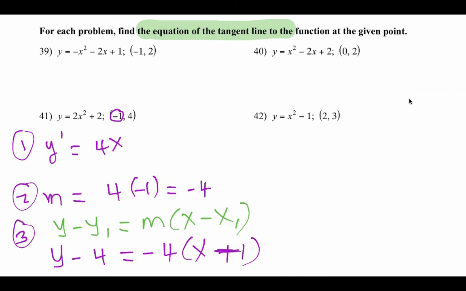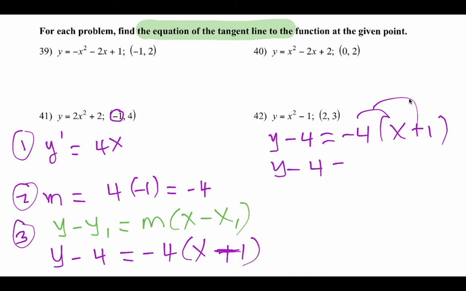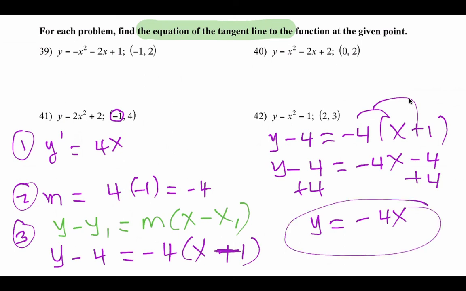Okay. If it's a multiple choice, then yes, you want to simplify all the way. So this is what we're going to do. Let's review a little bit. Distribution: -4x minus 4, plus 4 on both sides. Y is -4x. The 4 and -4 cancel out. So this is my tangent line. This is the equation.